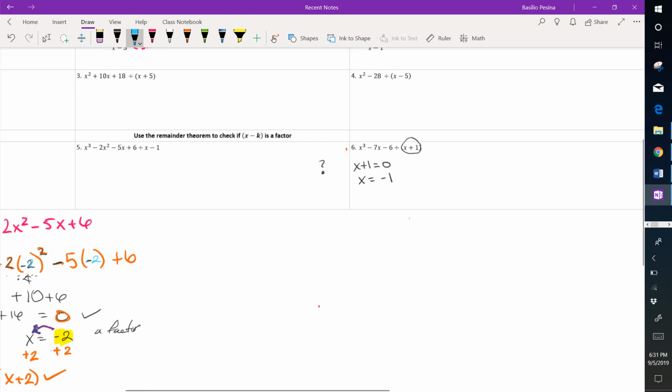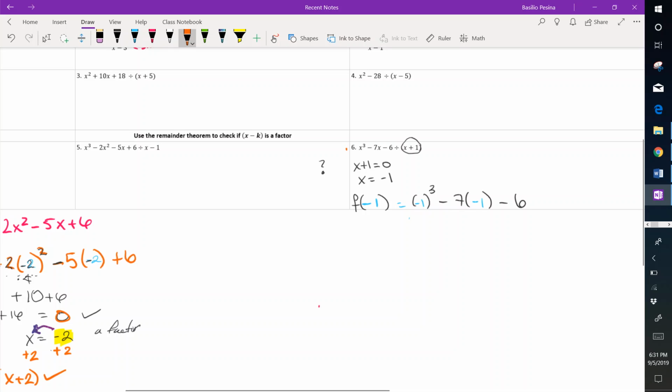Now, according to the theorem, I can evaluate this entire function with this negative 1, and I need to substitute into the equation. So the equation is x cubed, but now I'm going to write it with parentheses, so it's parentheses cubed, minus 7 parentheses, minus 6, and inside those parentheses I put the negative 1.